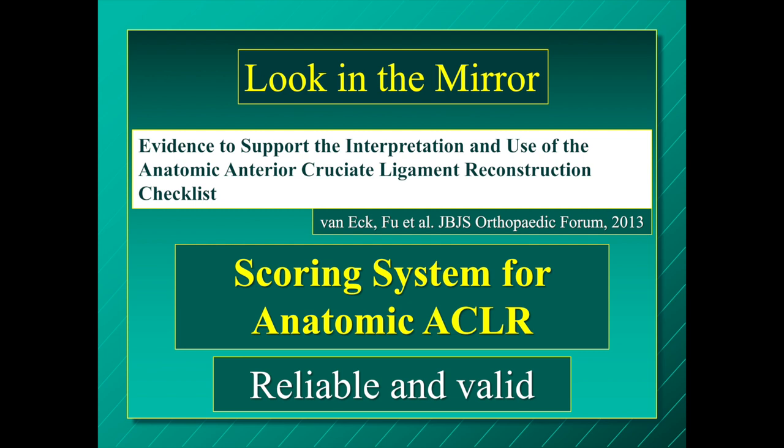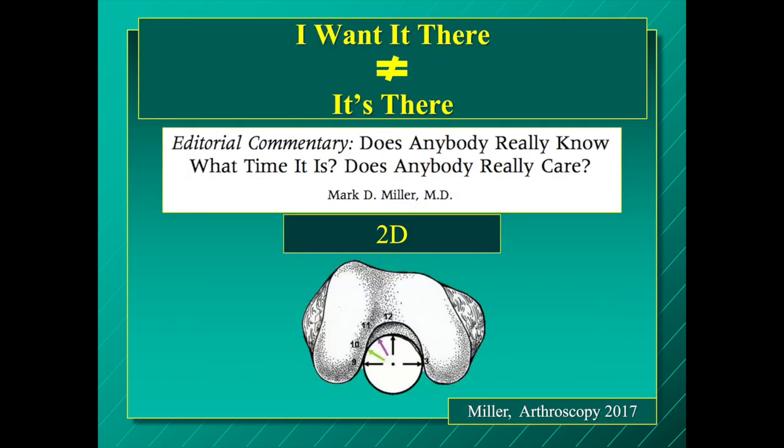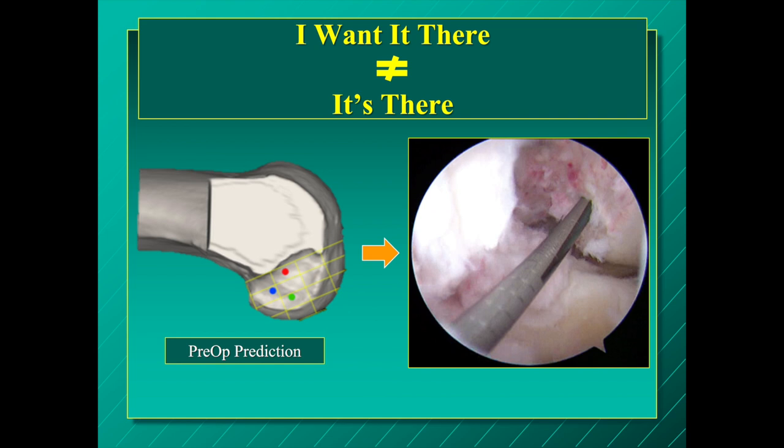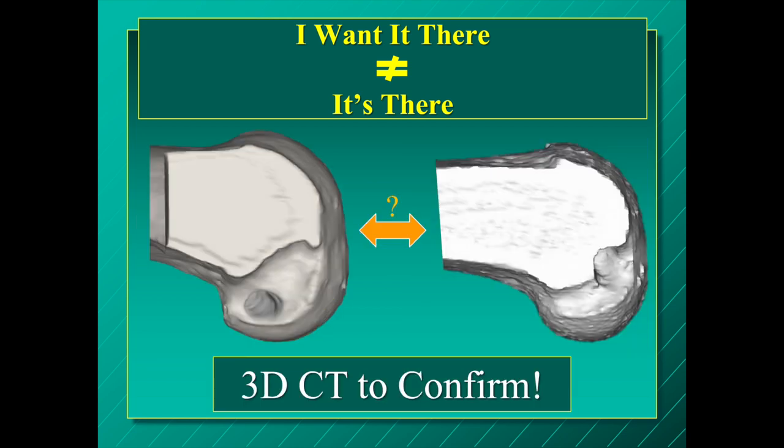Thus, we developed a validated checklist with the help of 34 ACL experts, over 900 orthopedic specialists from around the world, to be used for anatomic ACL reconstruction. We must understand the philosophy of, "I want it there," will not actually result in anatomic tunnels. It is easy to place tunnels where we think they are anatomic, but without evaluation with CT, it is impossible to know. 3D CT is an invaluable tool in confirming tunnel placement and assessing the accuracy of our anatomic ACL reconstructions.